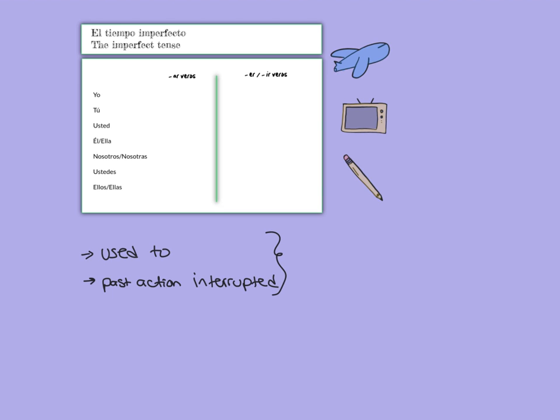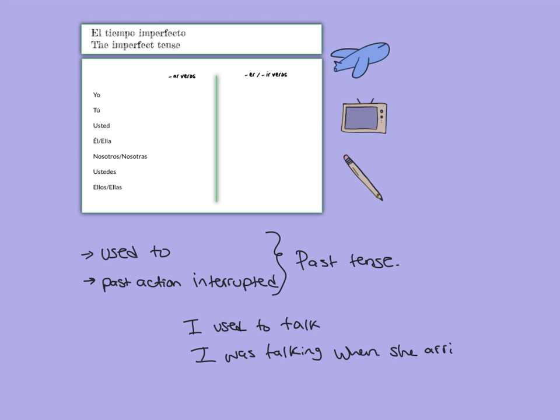So as you can see, in general, the imperfect tense is a form of past tense. It's just kind of a special kind of past tense. In English, you might say something like, I used to talk, or something like, I was talking when she arrived. And these in Spanish would be equivalent to the use of the imperfect tense.